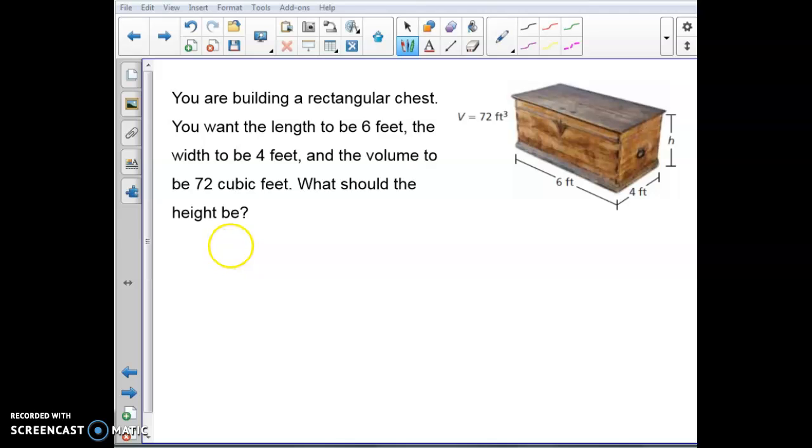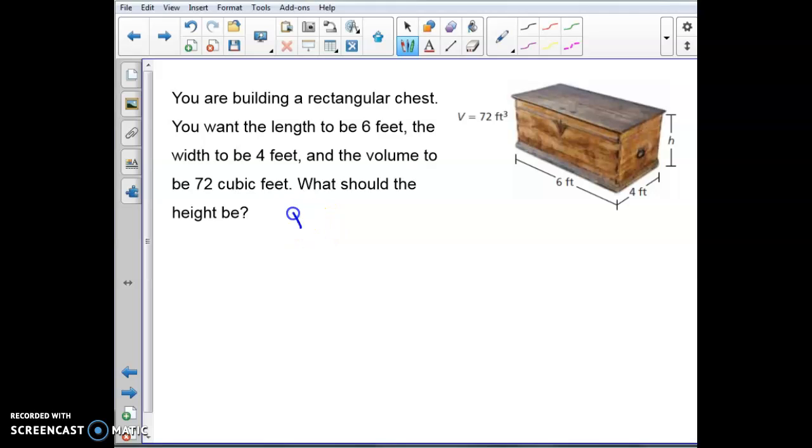Now let's look at another one. So here's a rectangular chest, and you want the length to be 6, the width to be 4, and the volume to be 72 cubic feet. So what should the height be?